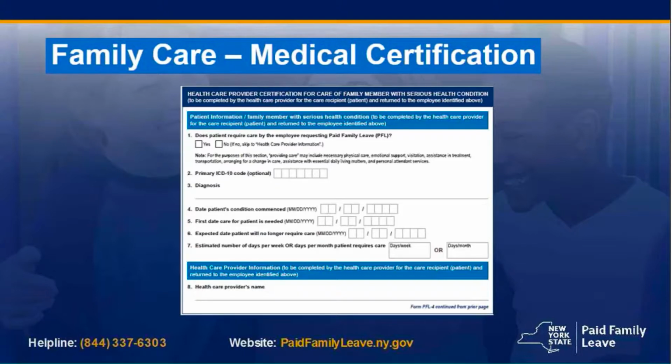The healthcare provider must complete all applicable requested information on Form PFL-4 unless noted as optional. Question 2 asks for the ICD-10 code. This is recommended but not required. Questions 4 through 7 ask for the approximate dates on which the patient's serious health condition commenced and an estimate of the frequency and duration of the leave required to care for the patient. This includes whether the need for care is continuing or on an intermittent basis.